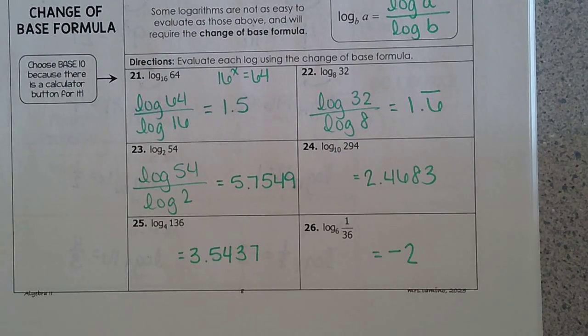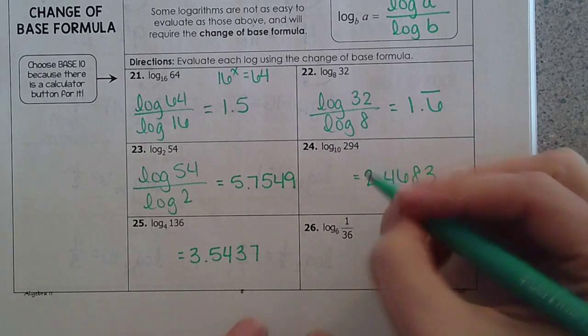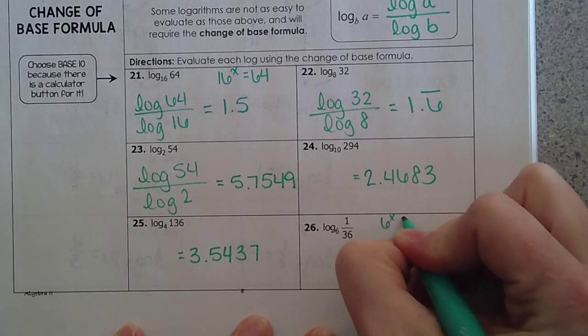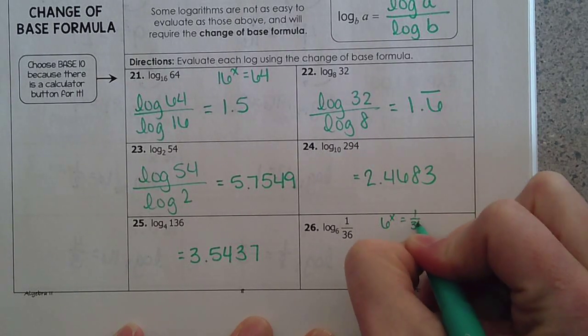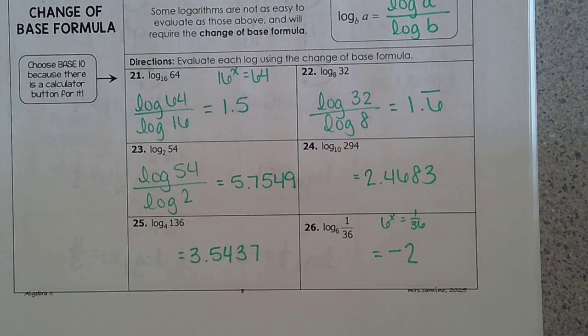And that bottom one, number 26, that's one that you could mental math. 6 to the what is 1 over 36. Both things are going to get you the same answer. So you can really choose if it's an easy one and you want to just solve it in your head, have at it. Turn the page when you're ready.